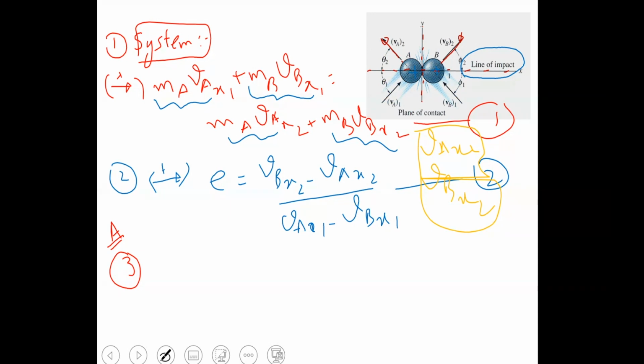The impact of B, which is either in case of deformation impulse or the restitution impulse, is acting along the line of impact. So if it is acting along the line of impact, is there any other impulse which is acting along the plane of contact, the y-axis?